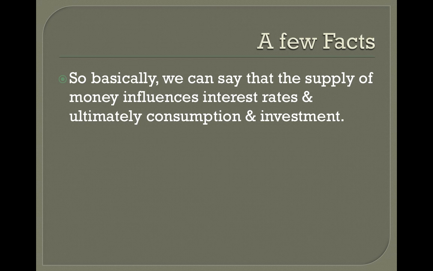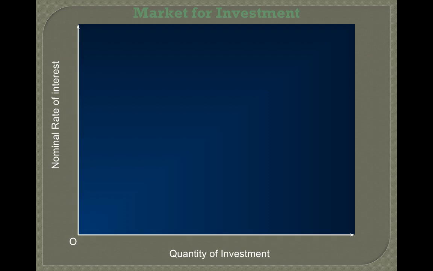Okay, so basically the important thing to know is that the supply of money influences interest rates and ultimately consumption and investment. When interest rates are low, people want to buy more houses and cars and buy more things on credit. Businesses will take out more loans, and there'll be more investment spending on capital goods because businesses can borrow money easily to buy better equipment and technology. And so this is just how the supply of money and interest rates impact consumption and investment. You could even show it in a diagram too.